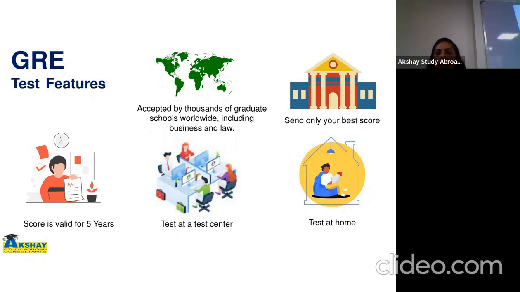Okay. Send your best scores. That means in case you give several attempts of GRE, the best score, that is the highest score, you can report to the universities where you wish to pursue your education. So it's not the average score, but the highest score that you can report at the time of admission. Okay, so these are the typical features of the test. Moving on to the next slide.